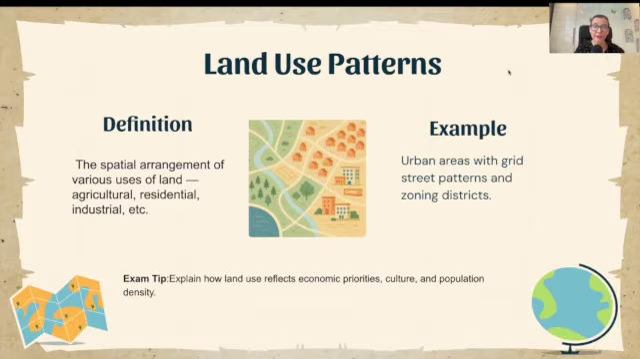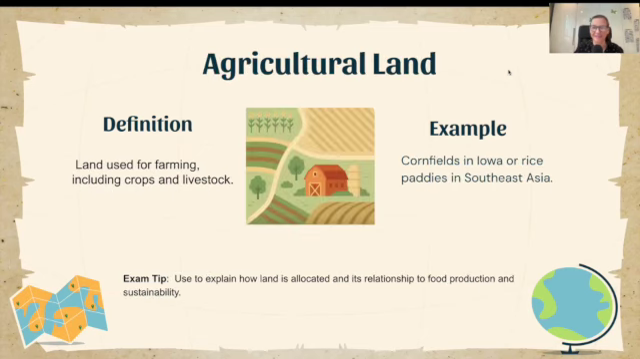Land use patterns. The definition is the spatial arrangement of various uses of land, whether it be agricultural, residential, industrial, or commercial. Example: urban areas with grid street patterns and zoning districts. Exam tip: explain how land use reflects economic priorities, culture, and population density, not political.